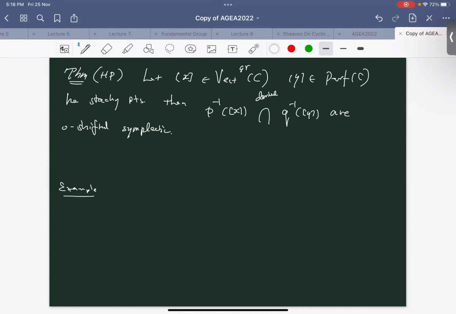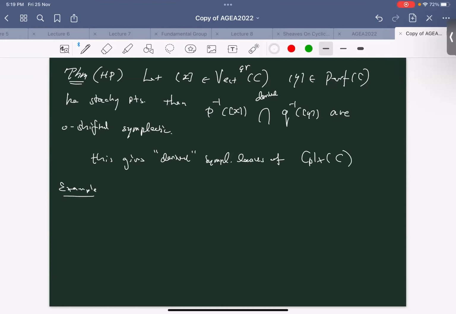Okay, so this theorem tells us that indeed we can foliate. Yeah, so this gives the derived symplectic leaves of the stack complex, because you can take all points, stacky points, then you get the foliation.